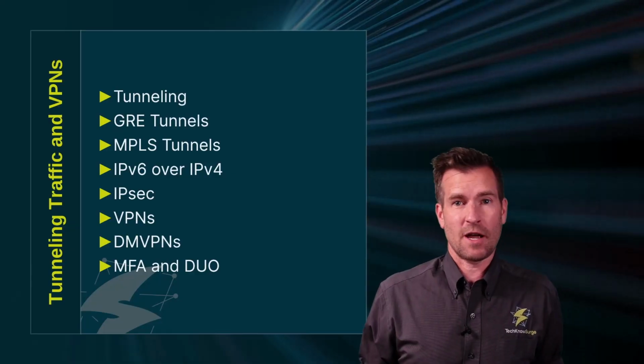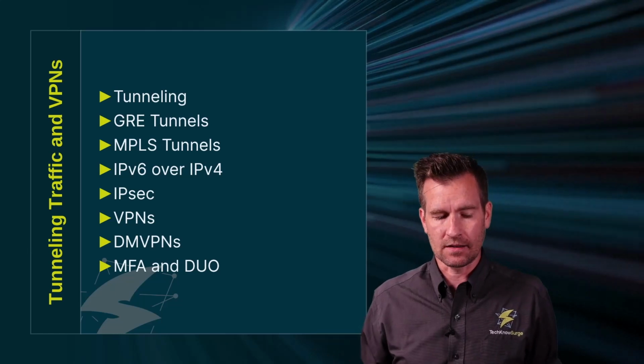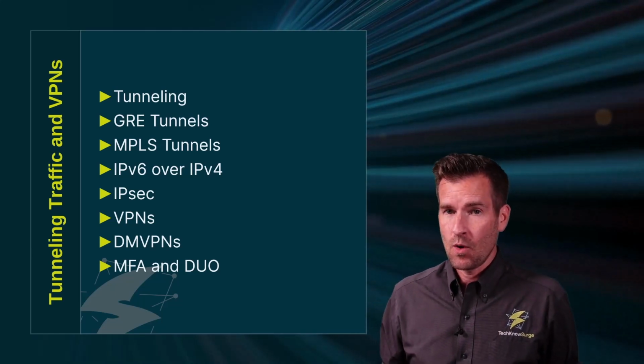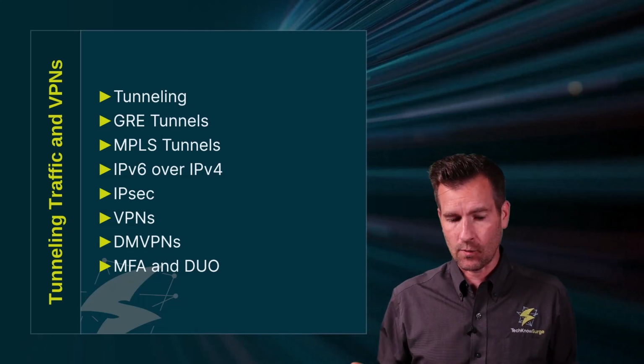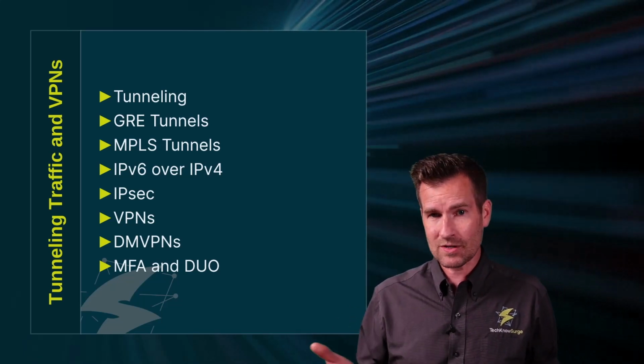We're gonna kick this module off by talking about tunnels, what they are and where we would use tunnels. Then we'll get into a specific type of tunnel called a GRE tunnel. We'll get into MPLS tunnels and what those look like. We'll talk about IP version 6 over IP version 4, which is a type of tunnel.